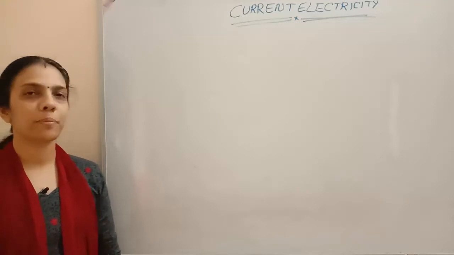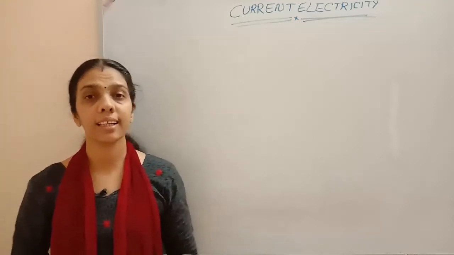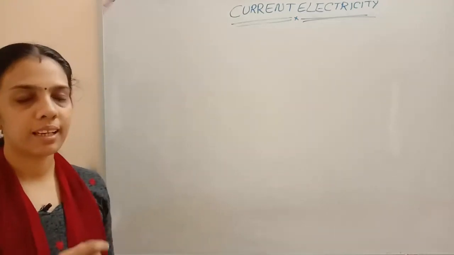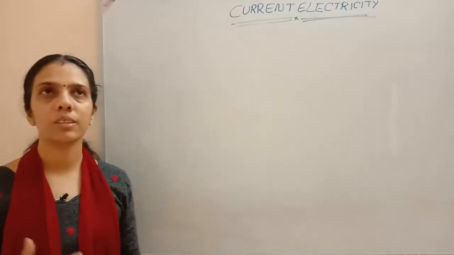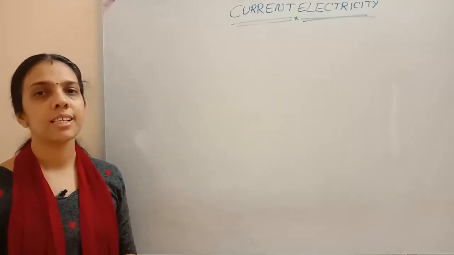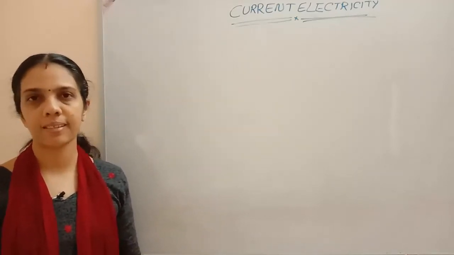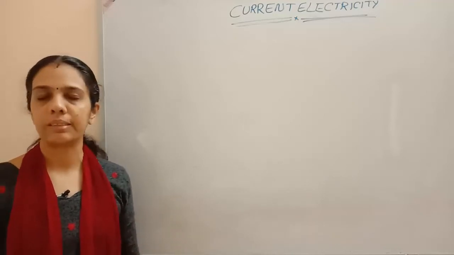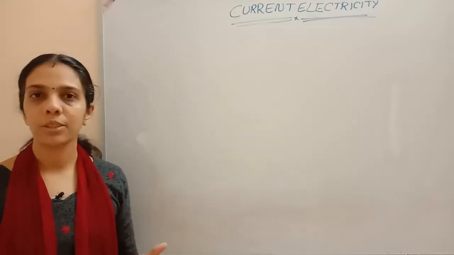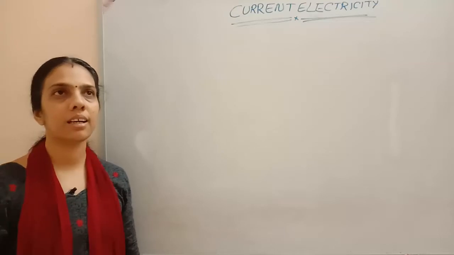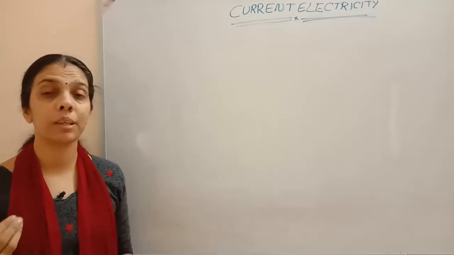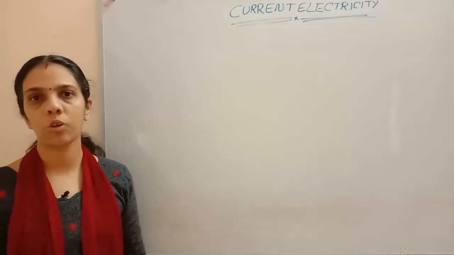In today's topic, we are going to continue with our current electricity chapter. Yesterday we learned about resistivity, that is, specific resistance. And current density also, I by A, and how the microscopic representation of Ohm's law works.